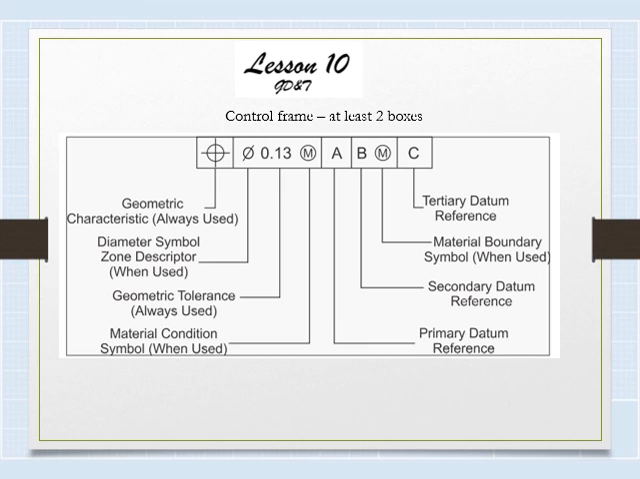Our ILM booklet taught us about control frames. Just remember that a control frame always has to have at least the first two boxes. Your geometric characteristic is always there, and your geometric tolerance is always there. Diameter might be there, material condition might be there, but your characteristic, so your symbol, and your tolerance are always there. The rest of it is stuff that can be added.